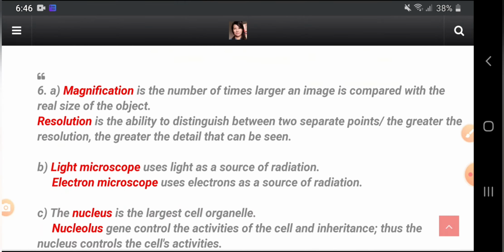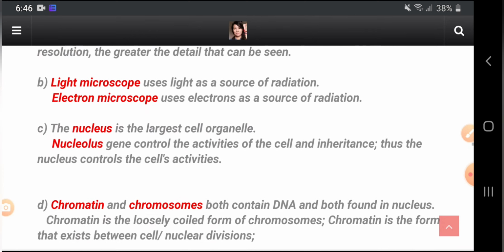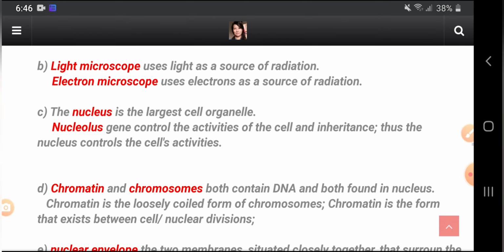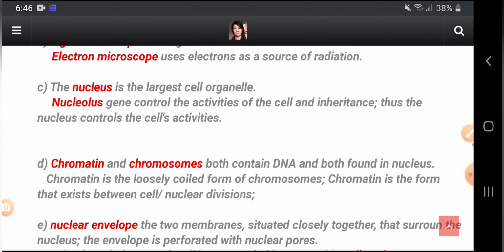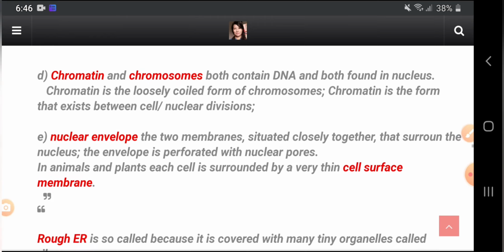Here is my answer. Magnification, that is already given. Light microscope uses light as a source of radiation. Electron microscope uses electrons as a source of radiation. Nucleus is the largest cell organelle, and nucleolus, that is gene control the activities of the cell and inheritance. The nucleus controls the cell's activities.